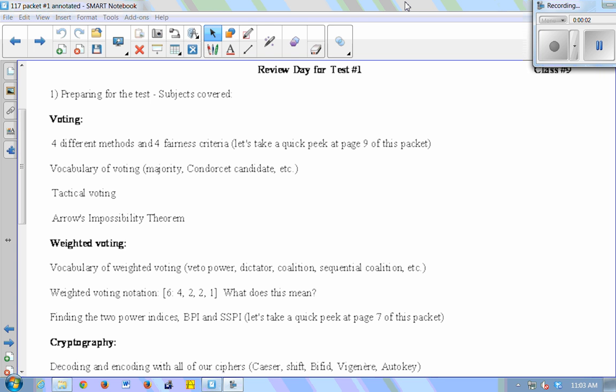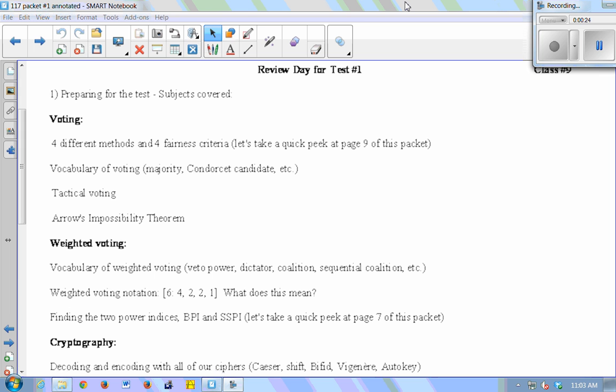Test 1, which is Thursday this week. So to prepare for the test, it's going to cover 3 big topics. Voting, which was the 4 different methods of voting that we learned and that you completed your project about. There's 4 different methods and 4 different fairness criteria.